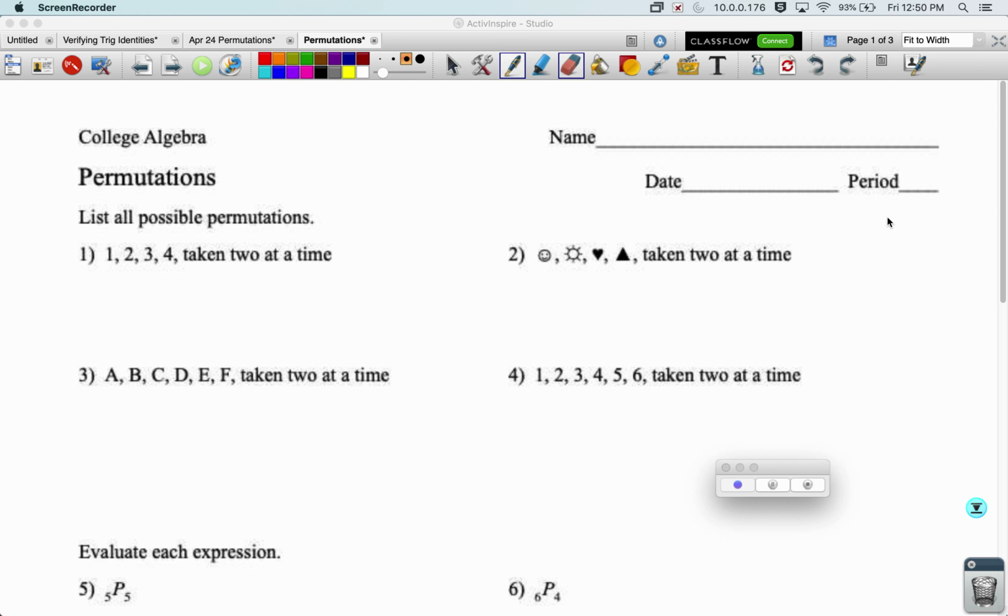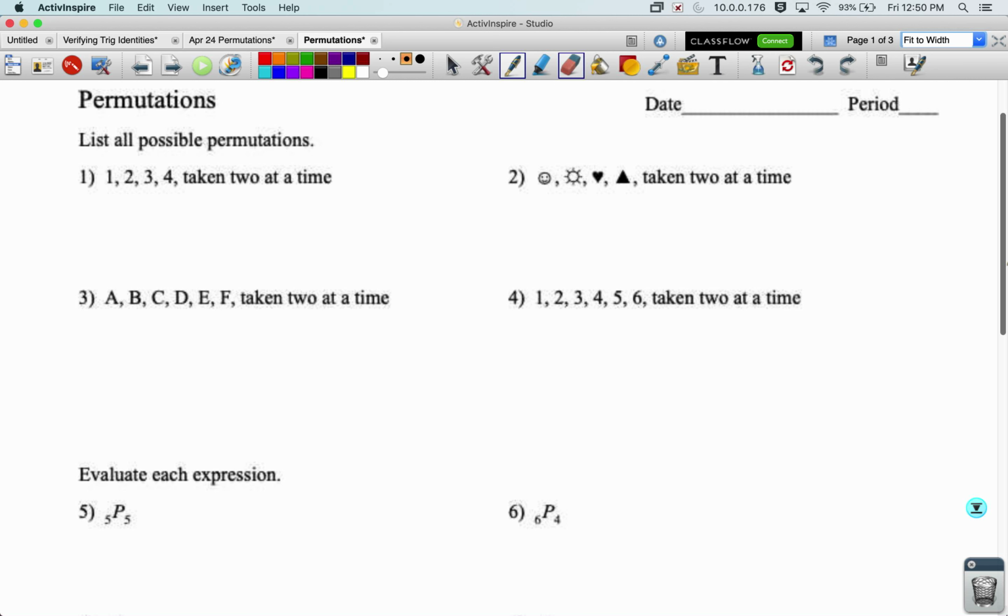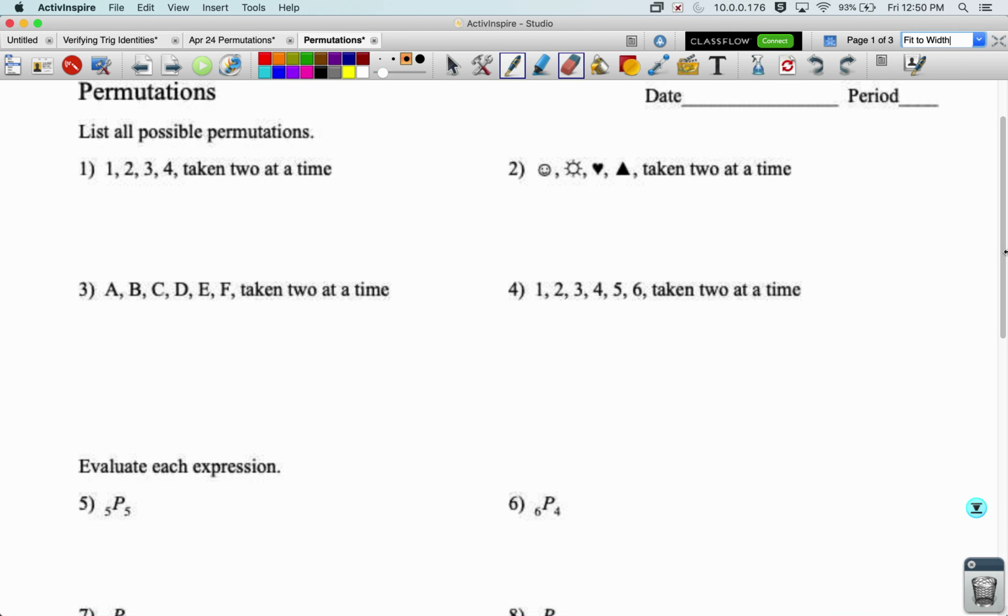This is going to be our classwork help video for the worksheet about permutations. Let's go ahead and get started with problem number 1 here. It asks us to list all possible permutations. Problem 1 gives us the set 1, 2, 3, 4, and we are going to make permutations of 2 of these items at a time.